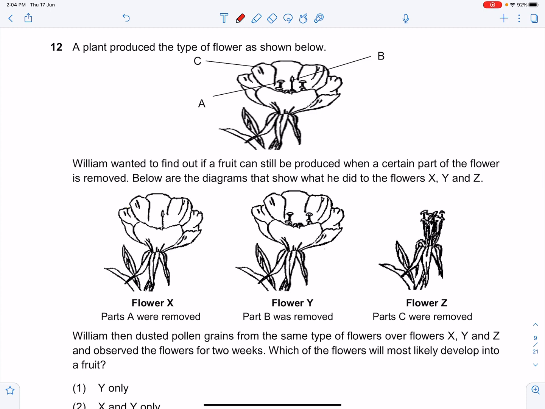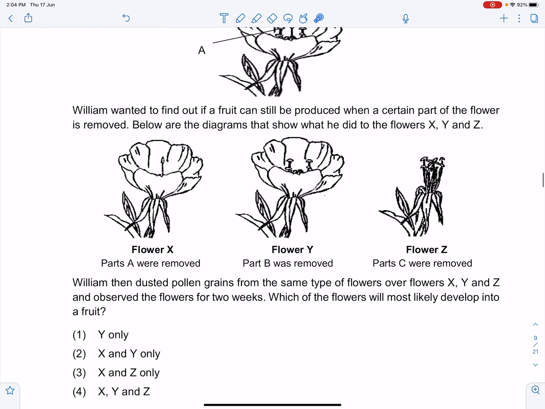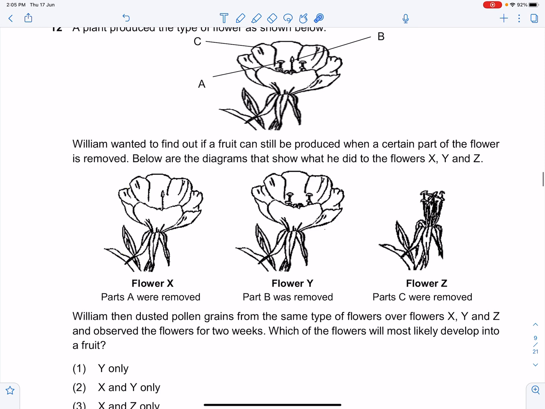A plant produces the same type of flower as shown below. William wanted to find out if a fruit can still be produced when a certain part of the flower is removed. Below are the diagrams that show what he did to flowers X, Y, and Z. William then dusted pollen grains from the same type of flowers over X, Y, and Z and observed the flowers for 2 weeks. Which of the flowers will most likely develop into a fruit?